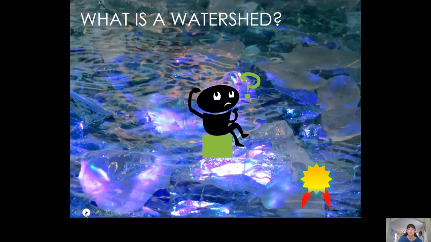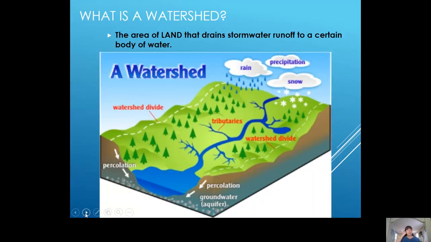So first, what is a watershed? A watershed is the area of land that drains stormwater runoff to a certain body of water. So this is a small area, all right? So you're gonna have a lot of smaller areas inside what we call a river basin. And so the small watershed is where you would have, you know, here's a creek or river, and then you've got some little tributaries off to the side, and all of this is going to flow somewhere. Okay, so that's the area of land that drains stormwater runoff to a certain body of water. So if you live in a watershed that is very urban versus rural, you're probably going to have much more polluted water in that urban area.